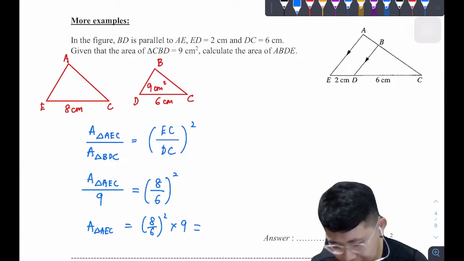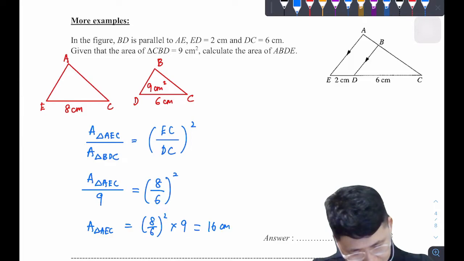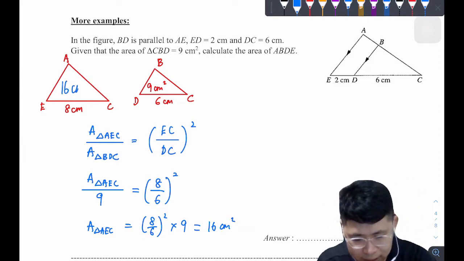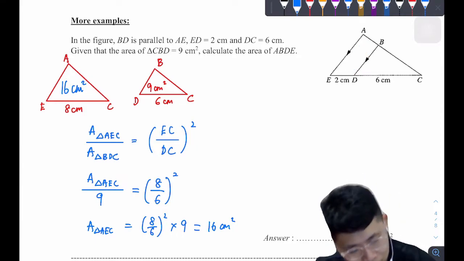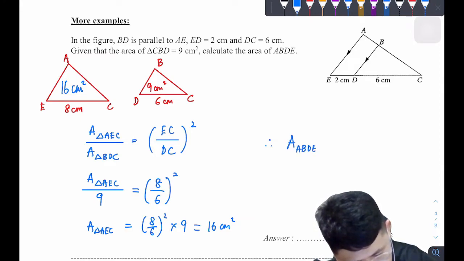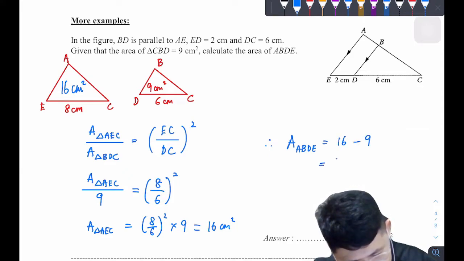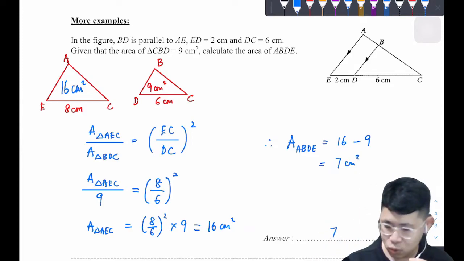Okay, so (8/6) squared times 9 will give me 16 cm². But are we done yet? Not yet, because the full triangle is 16 cm², but we only need this small piece, correct? So technically, last but not least, the area of ABDE, this shape, is going to be 16 minus 9. So 16 minus 9 is 7. So the answer is going to be 7 cm².